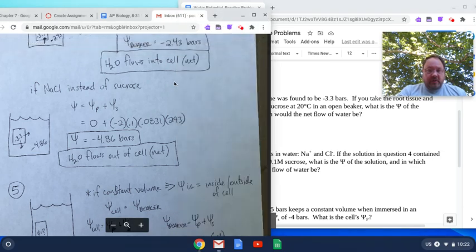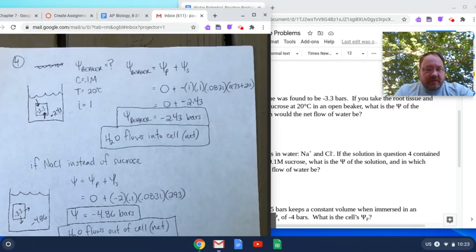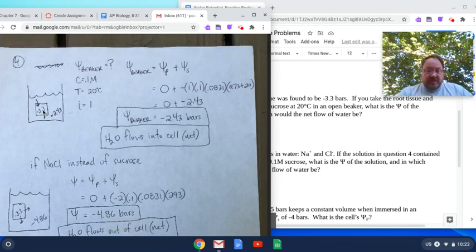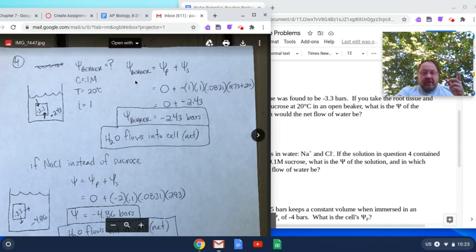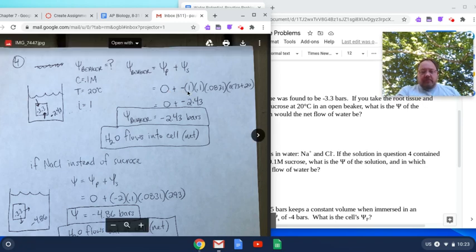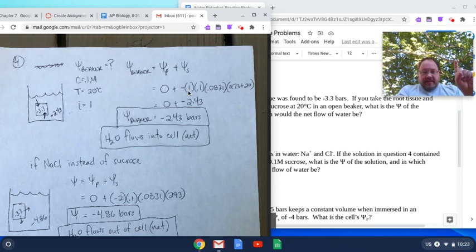So again, quite a few clues given to start this off. We want to know what the water potential of the beaker will be because they gave us the water potential for the cell. So to calculate the water potential for the beaker, again, it's in an open container, so the pressure potential is 0. To calculate the solute potential, remember, it's an ionization constant of 1.